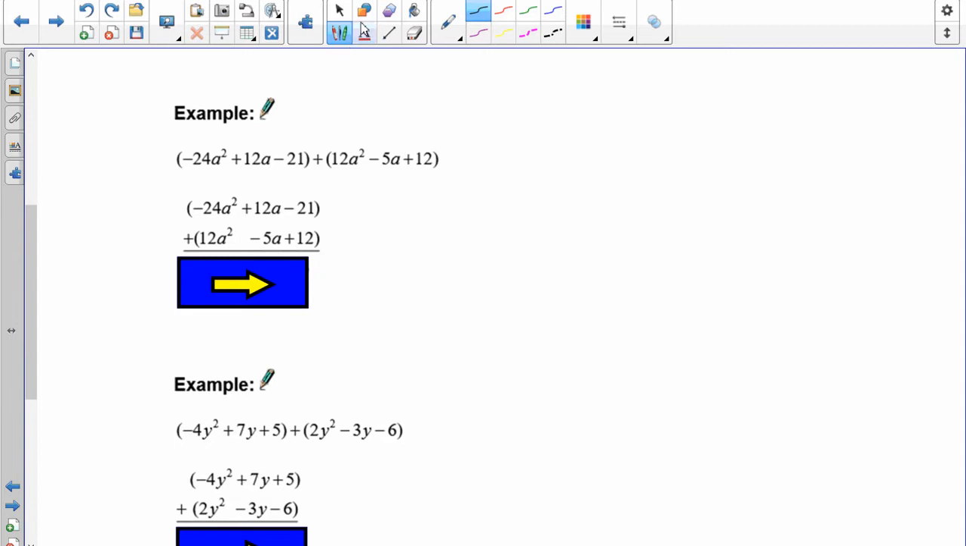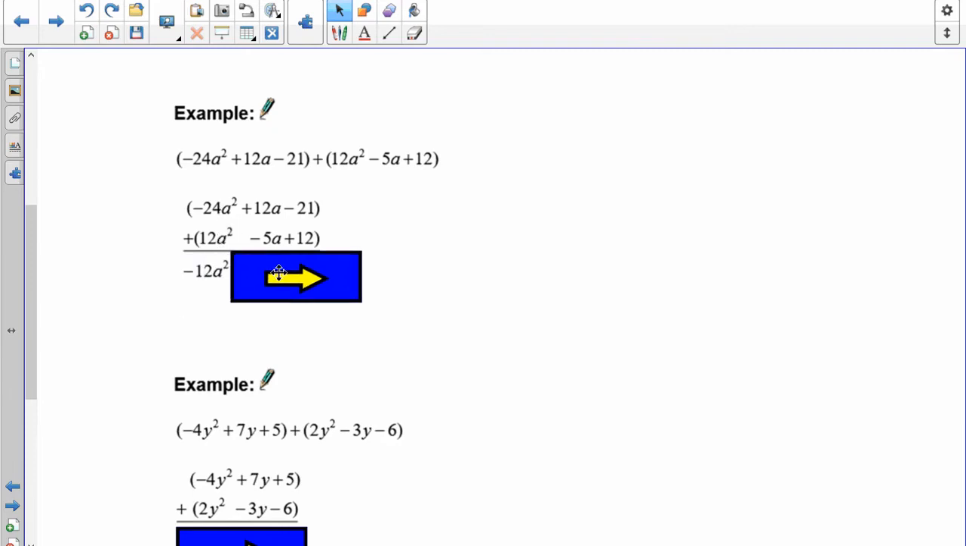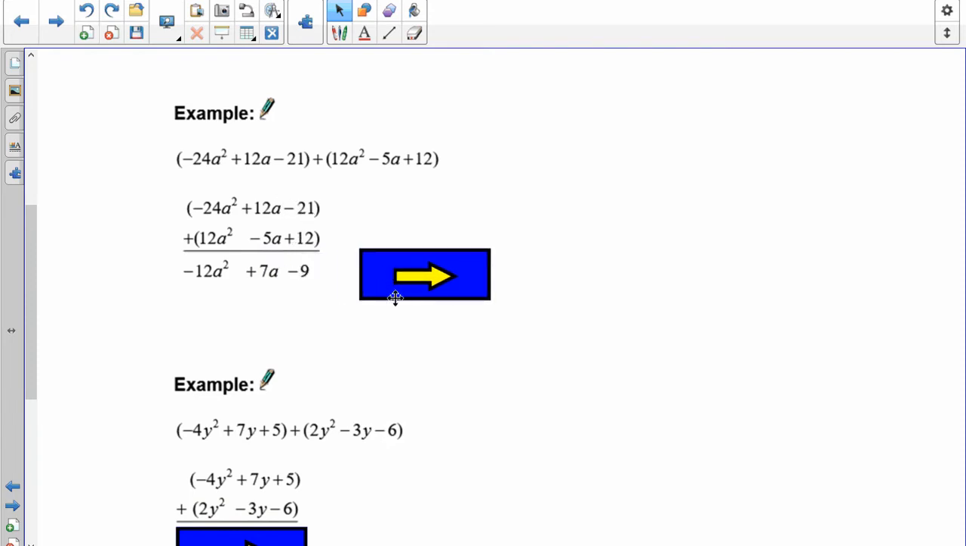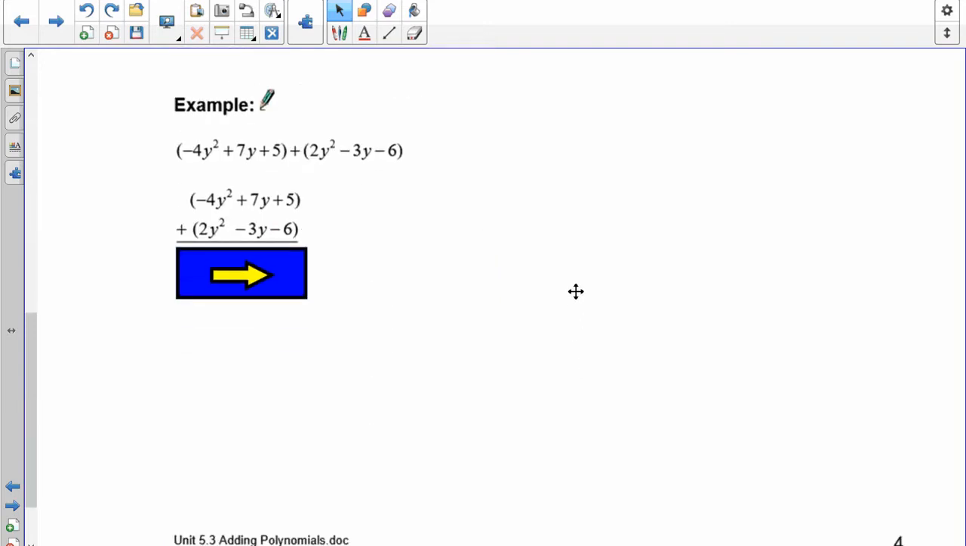All right, now, taking a look, we've got negative 24a squared and 12a squared, so this is going to give me a negative 12a squared when we're done. Positive 12a and negative 5a gives me 7a, and a negative 21 and a positive 12 gives me a negative 9. All right, try this one. Pause the recording and do it.